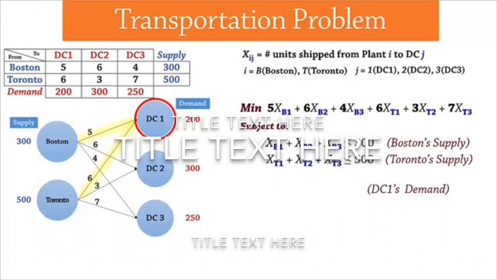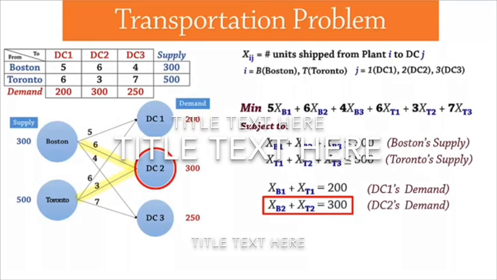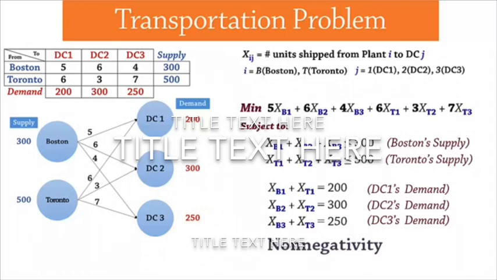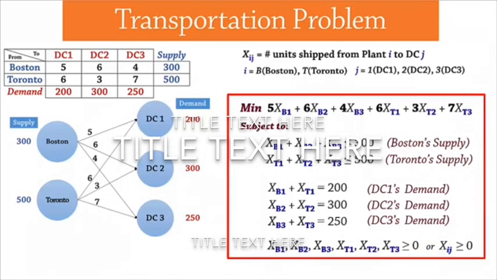For DC1 node, we write XB1 plus XT1 equals 200. Equality is used because we have a demand here that must be met, and we have enough supply to meet it. Similarly, for DC2, we have XB2 plus XT2 equals 300, and for DC3, we have XB3 plus XT3 equals 250. For non-negativity, we can either list all the variables and state that each is greater than or equal to 0, or we can simply write Xij is greater than or equal to 0 for all i and j. And that's the LP model.